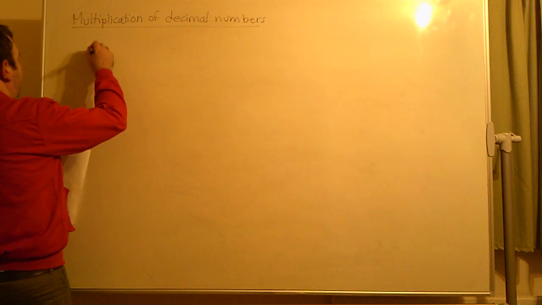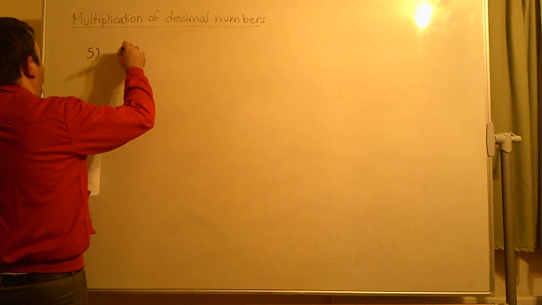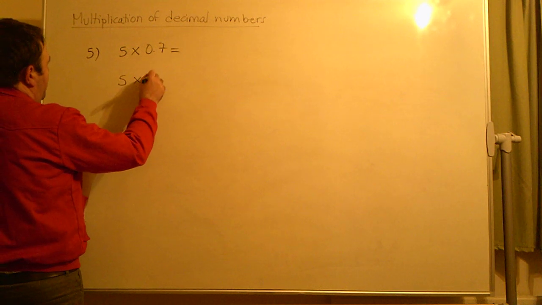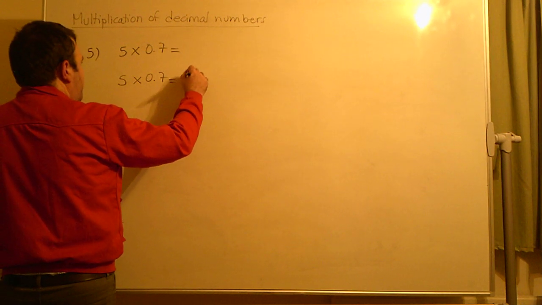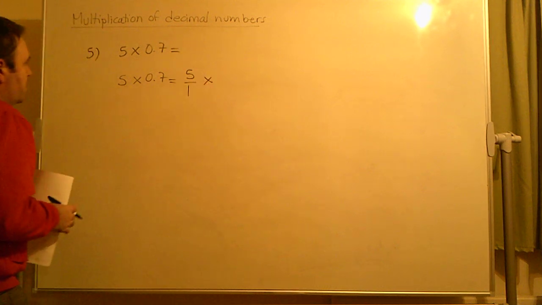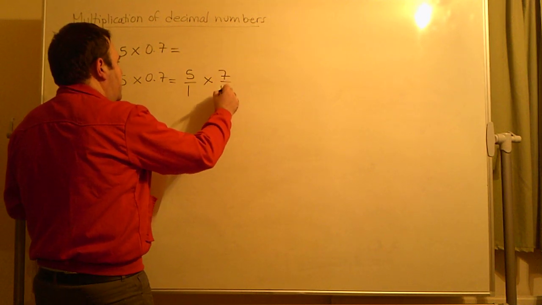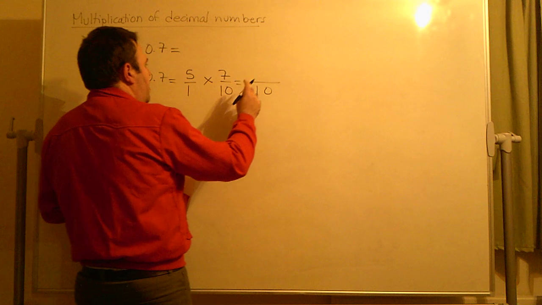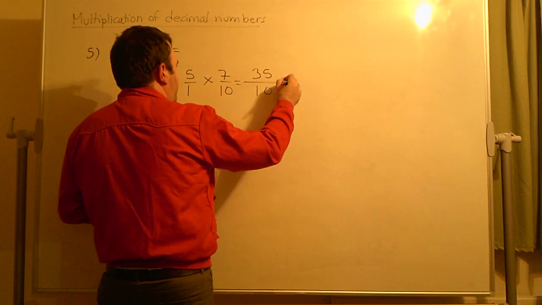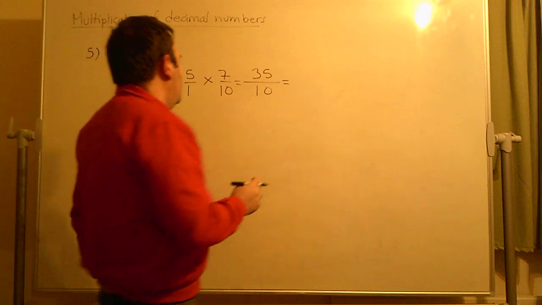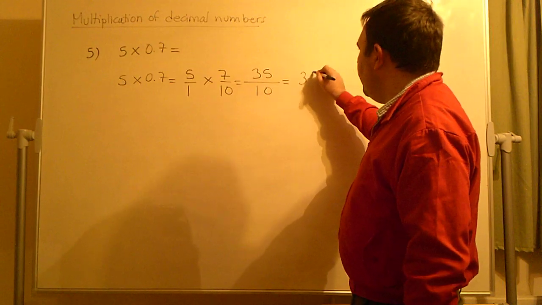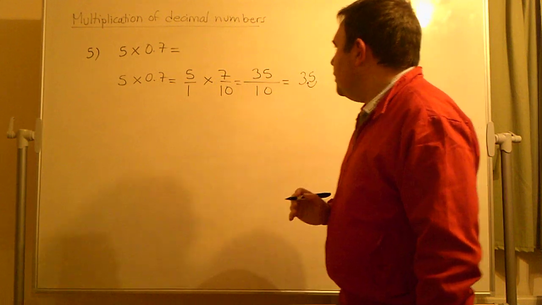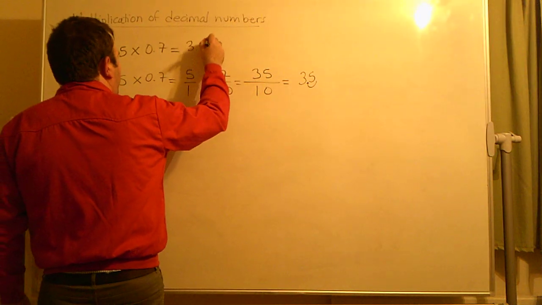Let's try another example. 5, which will be 5 times 0.7. So we write it down here, 5 times 0.7, which will be equal to 5 divided by 1 times 7 divided by 10. So 10 times 1 is 10, and 5 times 7 is 35. And then we do what we always do, we write down 35, and then we count the number of zeros, which in this case would be 1, so we need to move the decimal point one place, and then the final result would be 3.5.